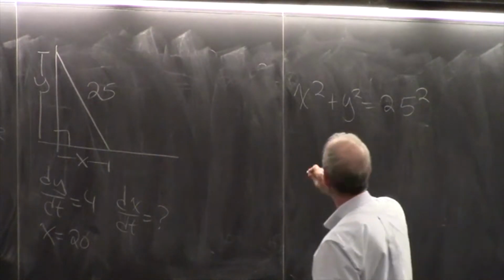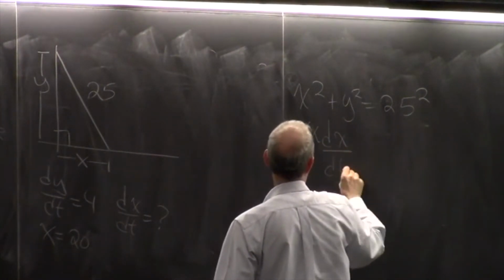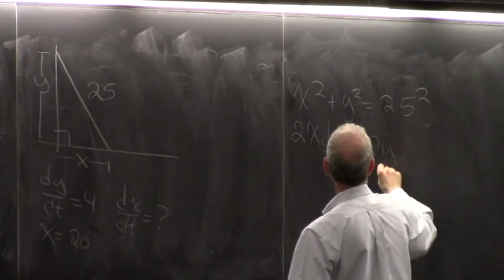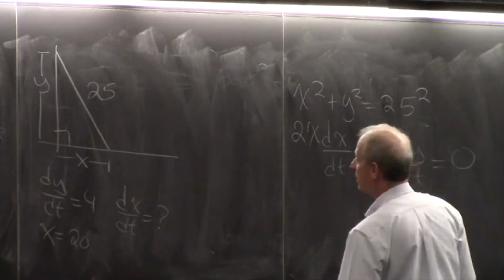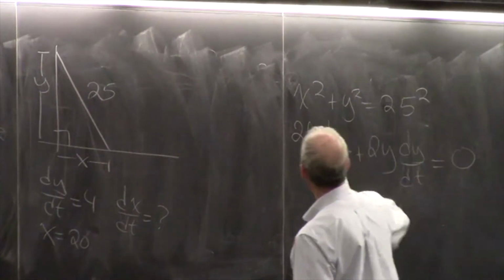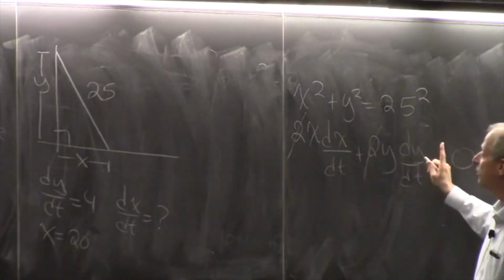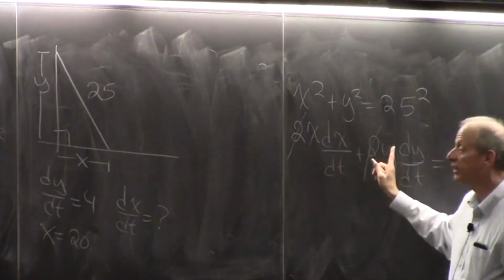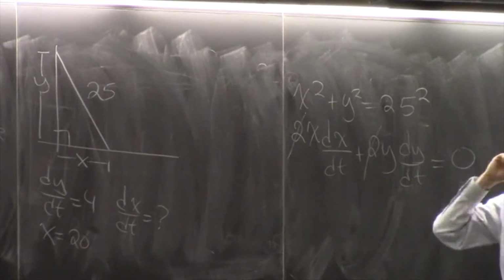We now take the derivative. We get 2x dx/dt plus 2y dy/dt equals 0. We can divide through by 2 to make our algebra a little easier. We're trying to find dx/dt. We know dy/dt. We know x. We only need y. Then we can solve this. So how can we find y?